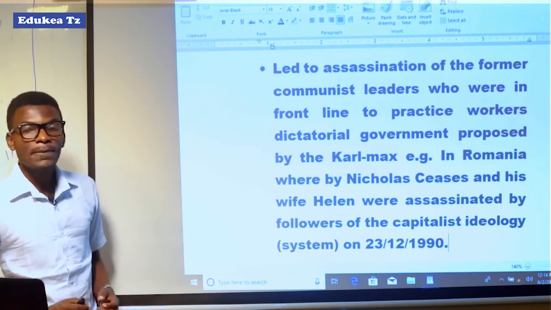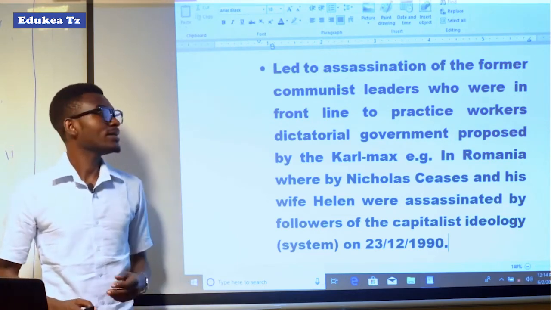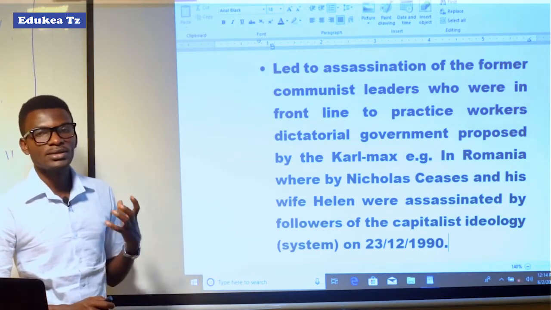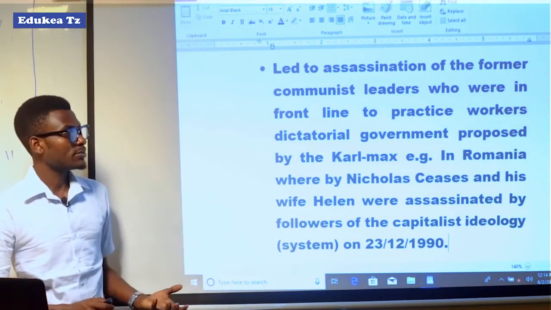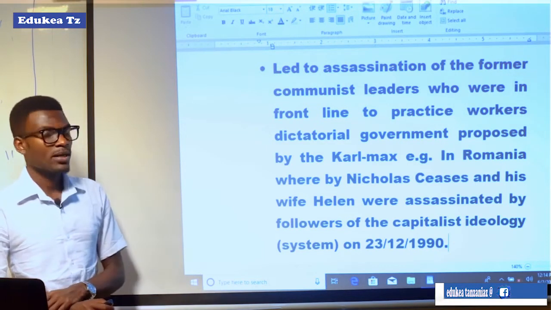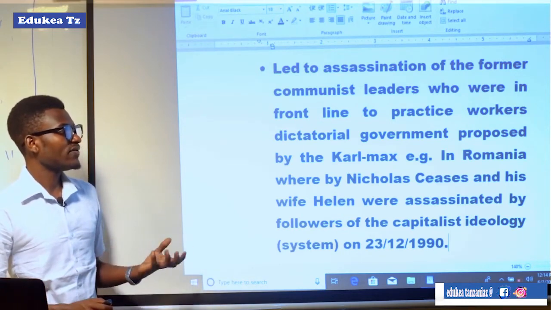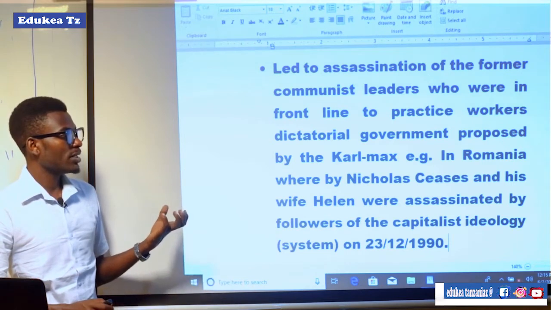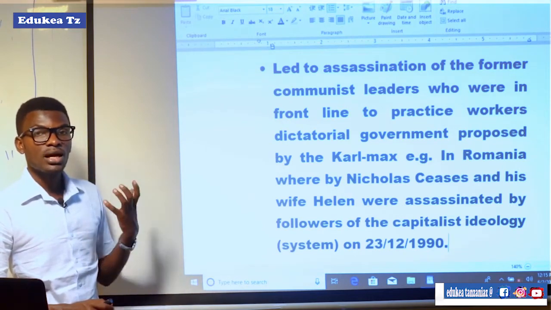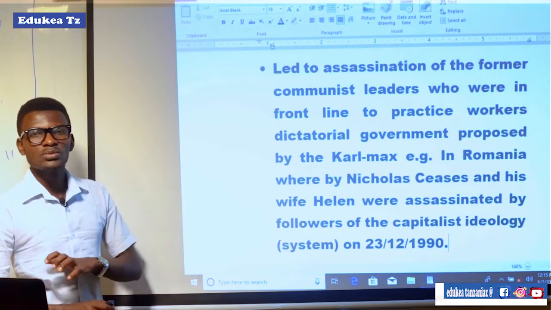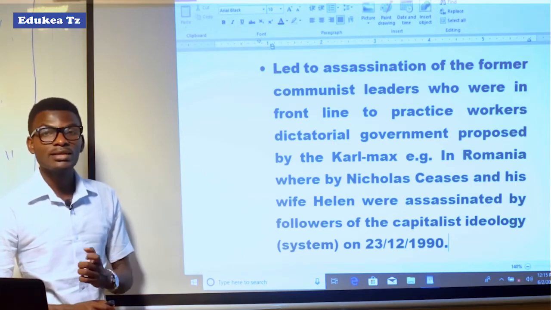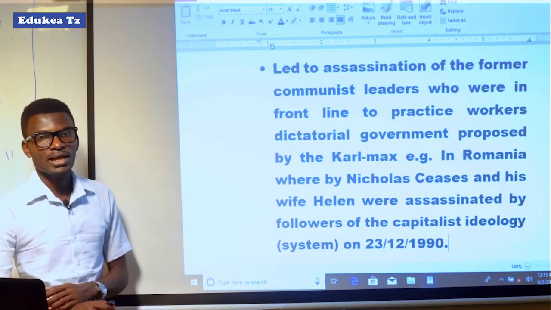The collapse of USSR led to the assassination of the former communist leaders who were on the front line practicing the workers' dictatorial government proposed by Karl Marx. For example, in Romania, on 23rd December 1990, Ceaușescu and his wife Elena were assassinated by followers of the capitalist ideology, so as to diminish socialism and communism altogether. And that was another effect of the decline of USSR in the early 1990s.